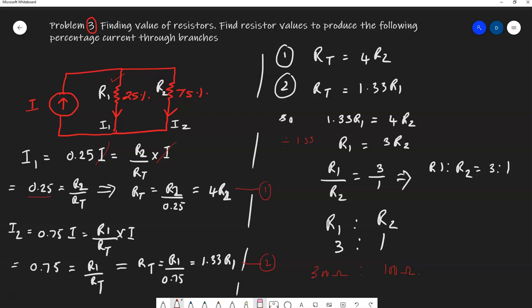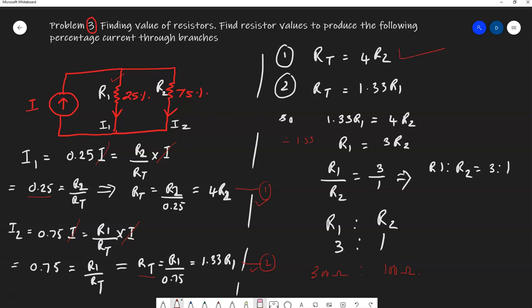Do the same thing for the current I2, which is 75% of the main current. So 0.75 times I is equal to the other resistor divided by total resistor times the current, so 0.75 is equal to R1 by RT, because I cancels away. Again, I'm going to make RT the subject, and end up having R1 by 0.75, which will give you 1.33 times R1. So we have got two equations, 1 and 2.